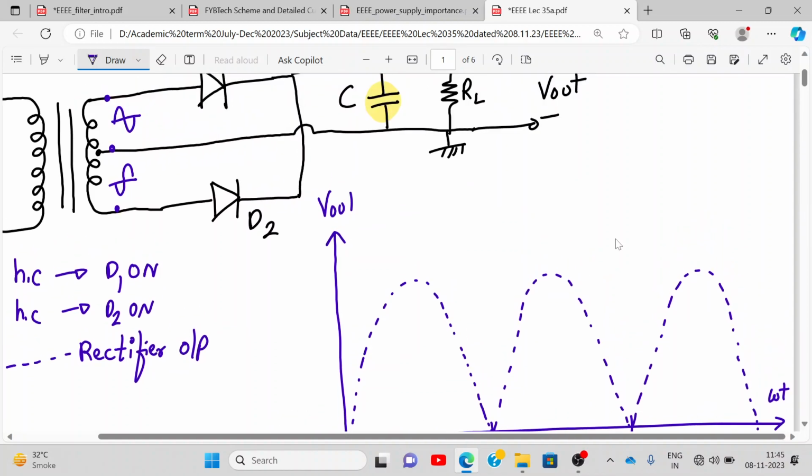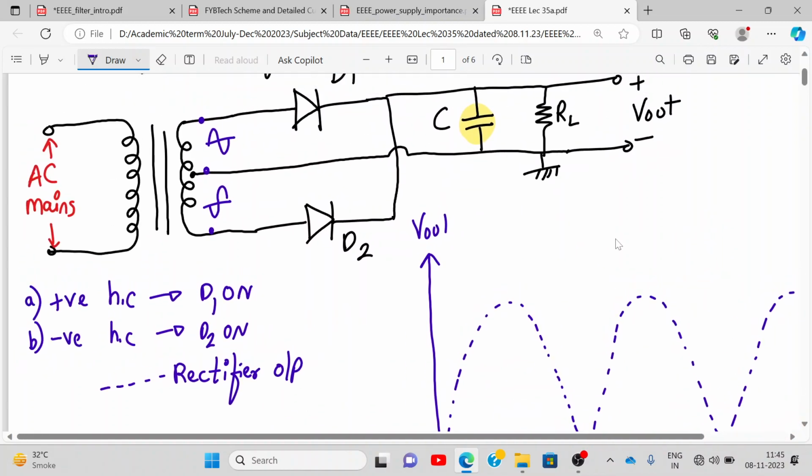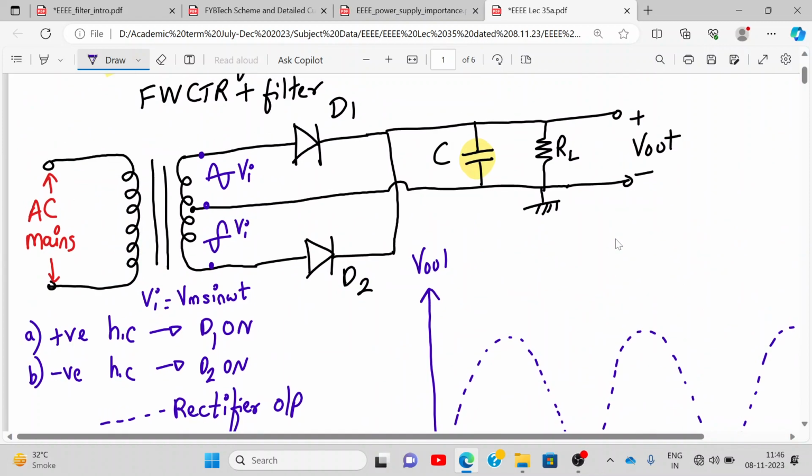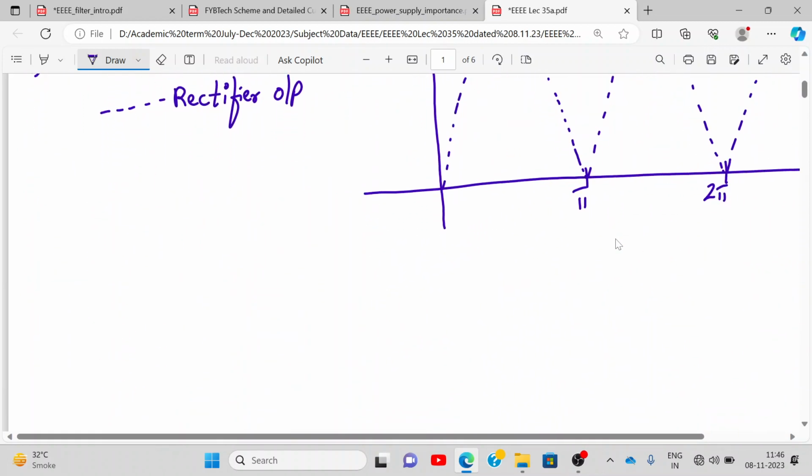Now, what I want is, listen carefully. This is here Vi. Actually, we wrote last time Vi by 2, but it's okay, we can call this also Vi. This also Vi. And what is Vi? Vm sin omega t. This is in phase, this is out of phase. That's the only difference. Now, you have drawn the circuit diagram, now listen carefully. Whenever we have a diode, then we have a capacitor in the circuit, right?